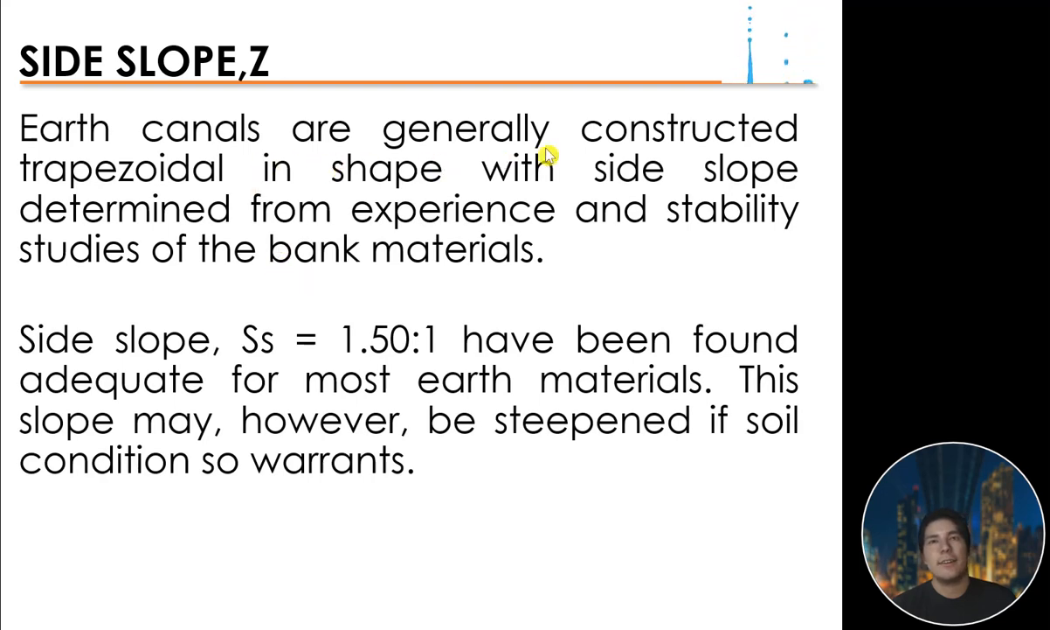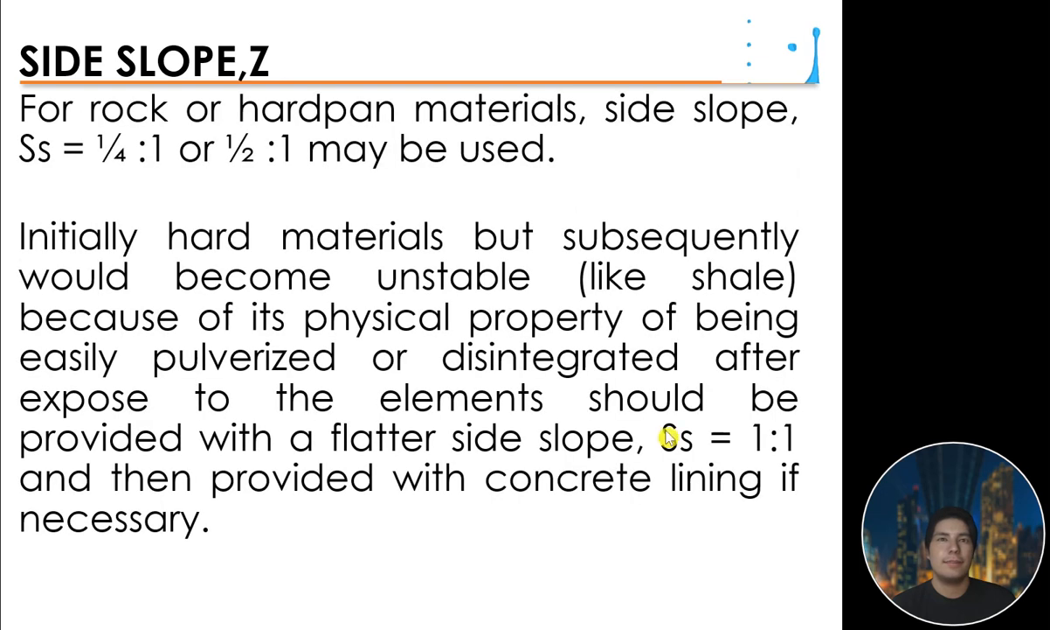Earth canals are generally constructed trapezoidal in shape with side slopes determined from experience and stability studies of the bank material. So a side slope of 1.5:1 has been found adequate for most earth materials. This slope may however be steepened if soil condition so warrants. For rock or hardpan materials, the recommended side slope is 1/4:1 or 1/2:1.